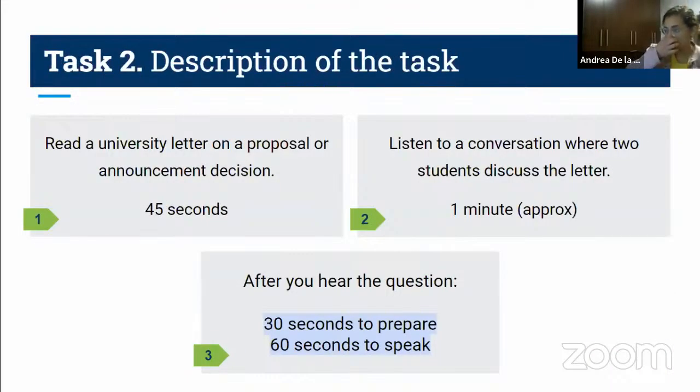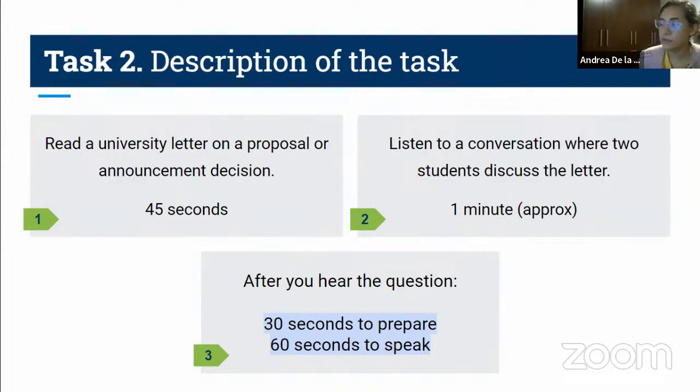So for this question, this is basically what you will have to do. The first thing that you'll do is read a letter or read an announcement. You will basically have to read a text that will appear on your screens, and you will get 45 seconds to do so. Then, after you read a text, you will have to listen to a conversation. So you will hear an audio file, a conversation between 2 students.